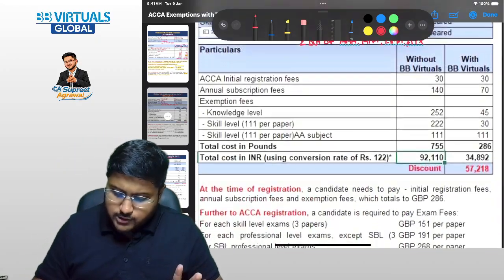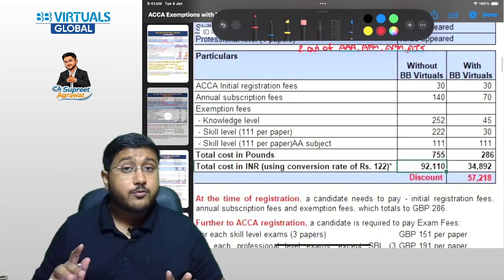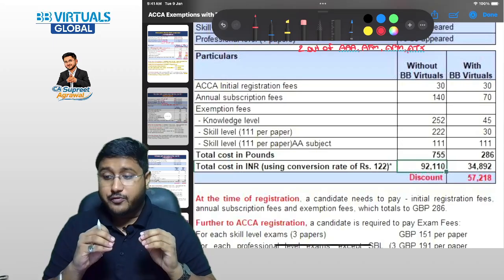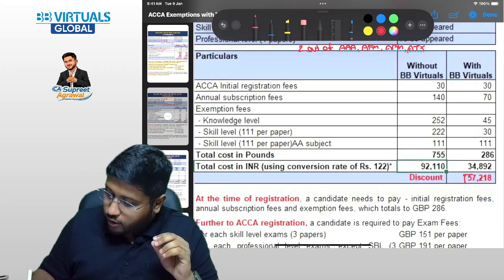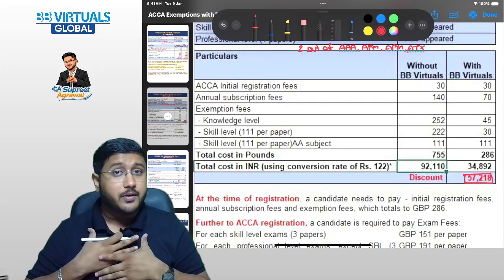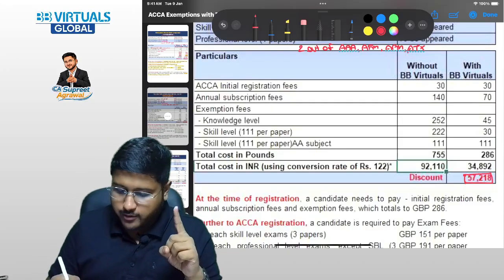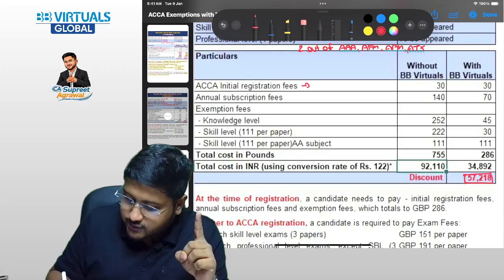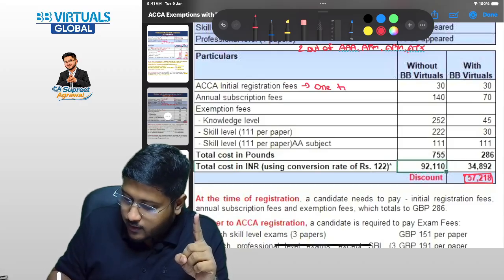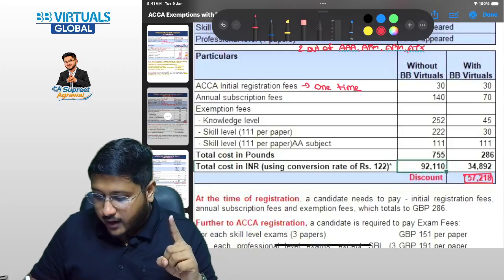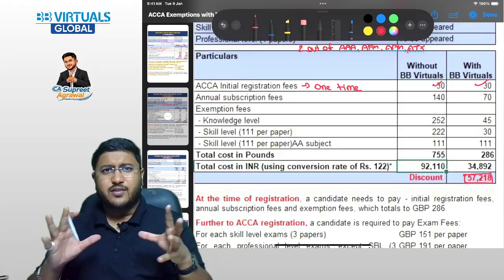Okay, now let's talk about the fees. Now, my dear friends, when we talk about the fees, there are huge discounts that are offered if you go with us, that is BB Virtuous Global. When I talk about the overall fees, the first fees that you will have to incur is the ACCA initial registration fees. This is a one-time fees. Okay, if you go with us or if you don't go with us, the fees is somewhat similar.